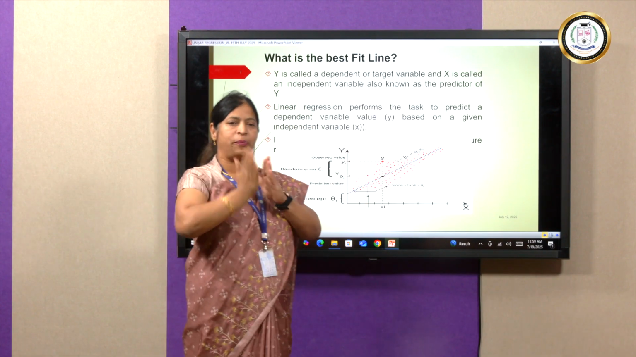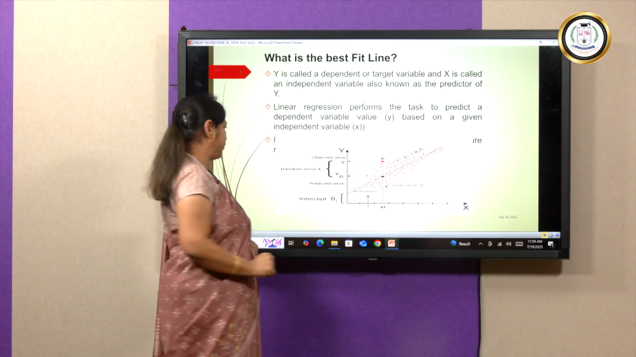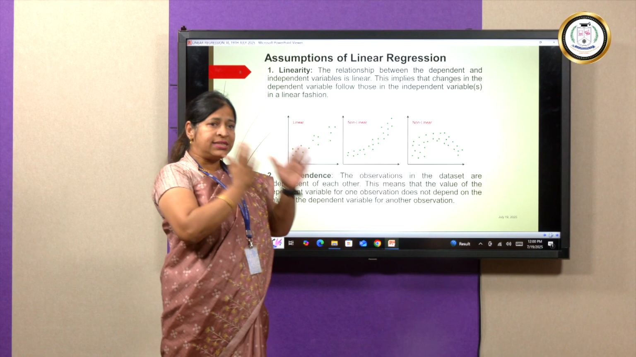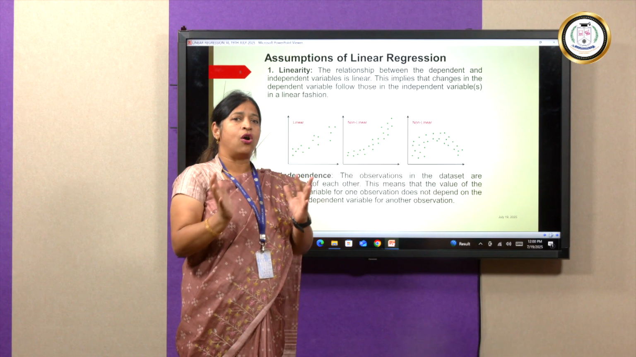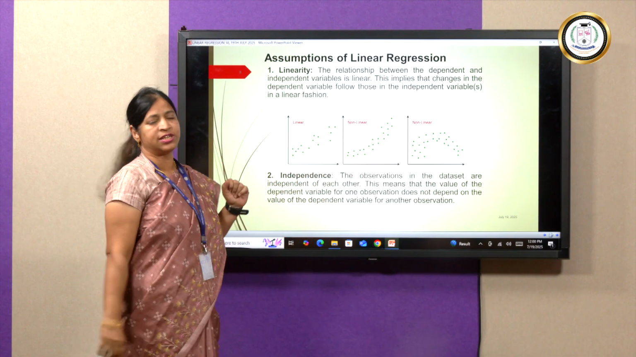So your line should be able to cover all the data points appropriately, right? What are the assumptions we are going to take in the case of linear regression? The first assumption is it must be linear. The x data points and the y data points are linearly relatable. That is the first assumption we should have.